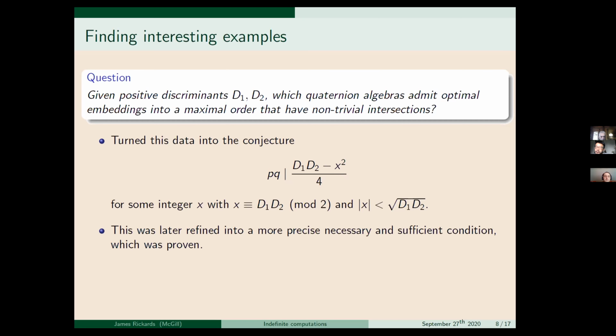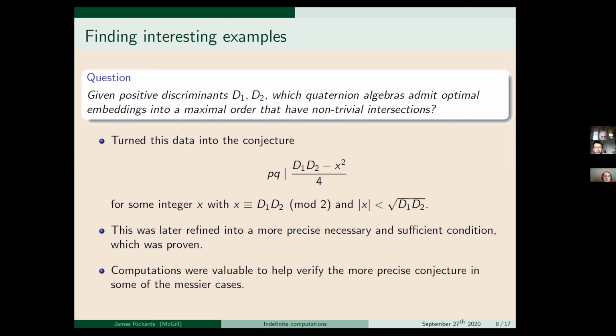proven. But even before it was proven, just from the get-go, there was so much evidence for it that, you know, just for looking for interesting examples, it was a very reasonable assumption to make. And the other useful thing is, in this necessary and sufficient condition, when you start adding things like allowing D1 and D2 to not be coprime or not be fundamental, you start to get messier and messier conditions. So having computations to be able to verify that the theory you did was correct was also very invaluable when the theory involved multiple cases and just got really ugly.